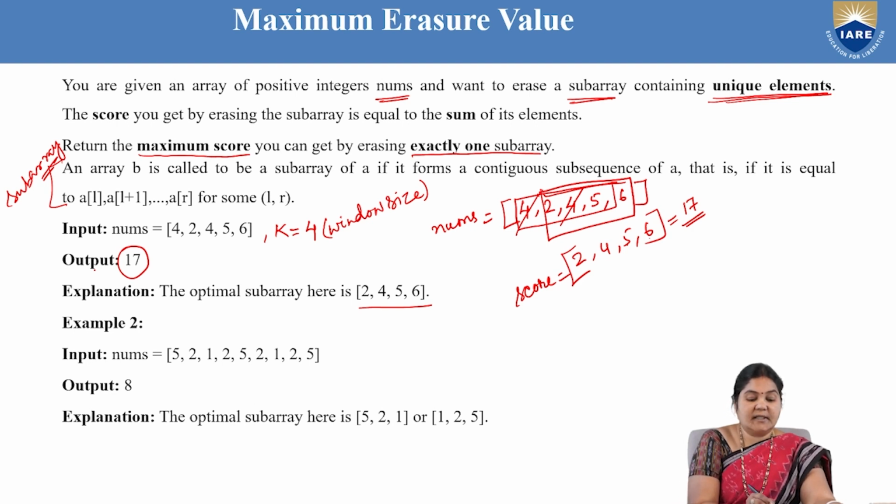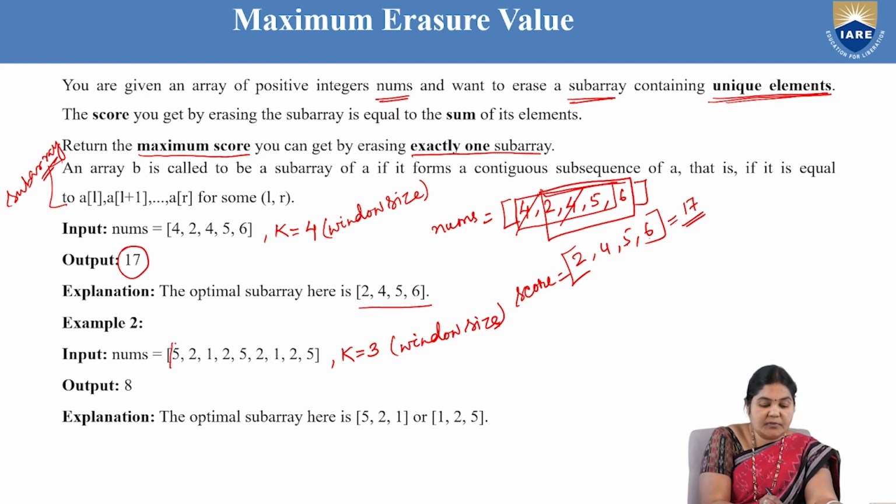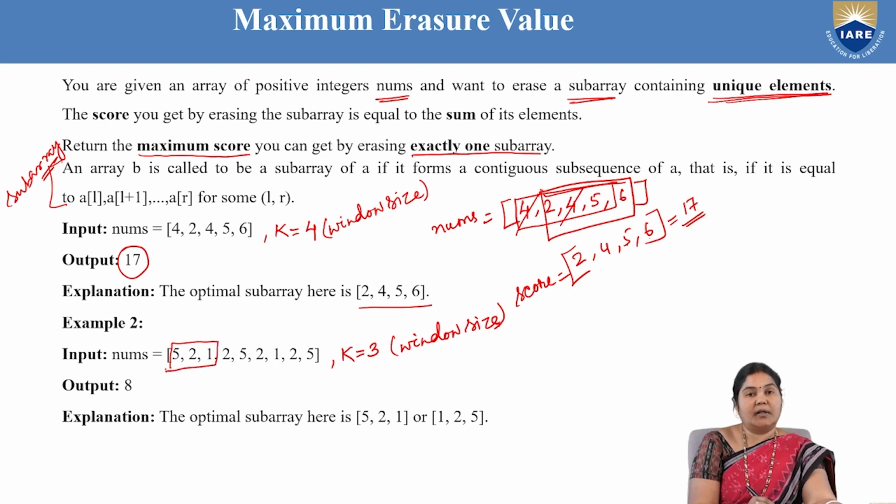Now, let us understand the second question. In the second question also the window size is not given. If I take window size equal to 3, then how to find the maximum score of any window or subarray containing only unique elements? If I talk about the first one, 5 2 1, containing all unique elements, what is the score? 5 plus 2 plus 1 is 8.